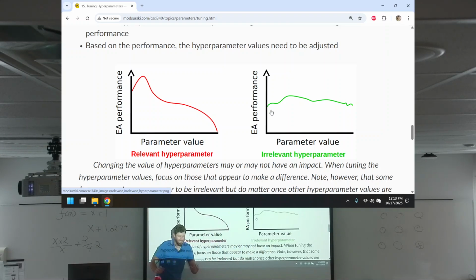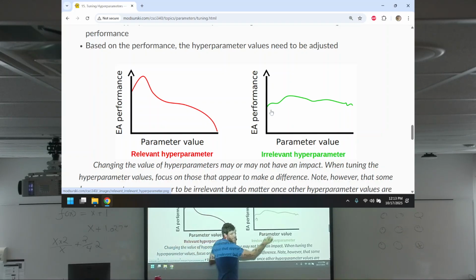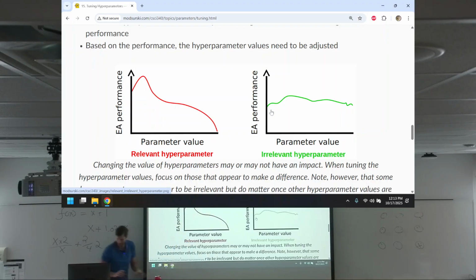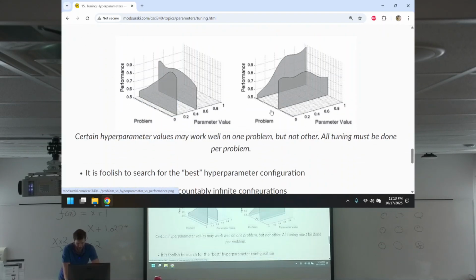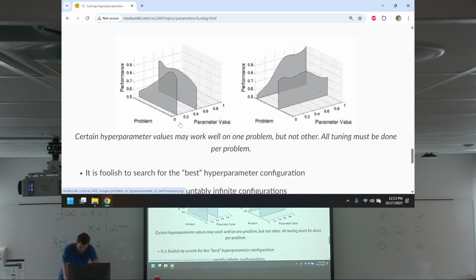However, it gets crazy because maybe once you pick this, the shape of this changes, right? So the point I'm making here is once you find one that's good here, what value is good here is going to change a lot. Yeah, so they're complex interactions, right? So parameter value, problem, and performance. Yeah, all right, so it's complicated, right?